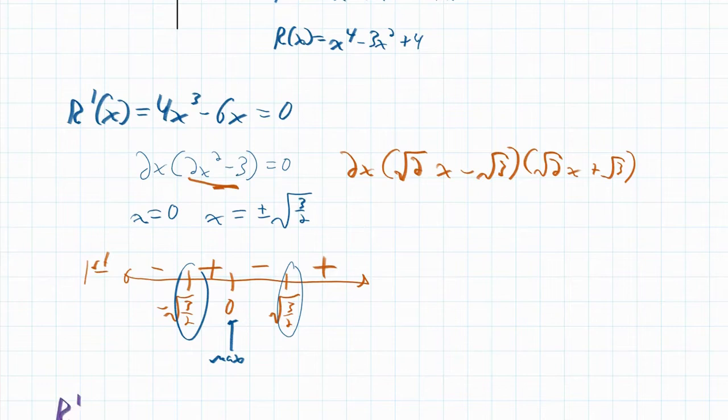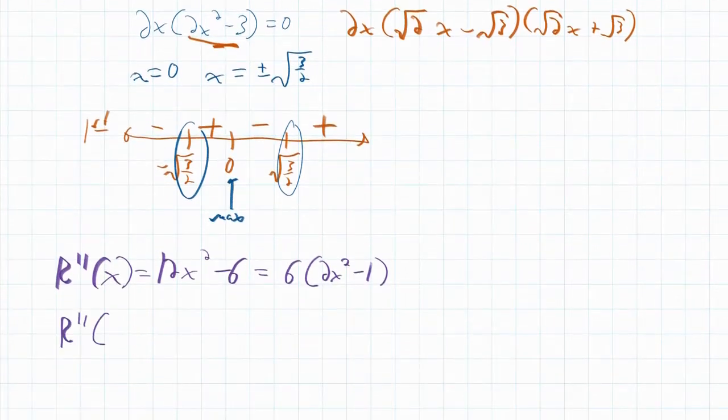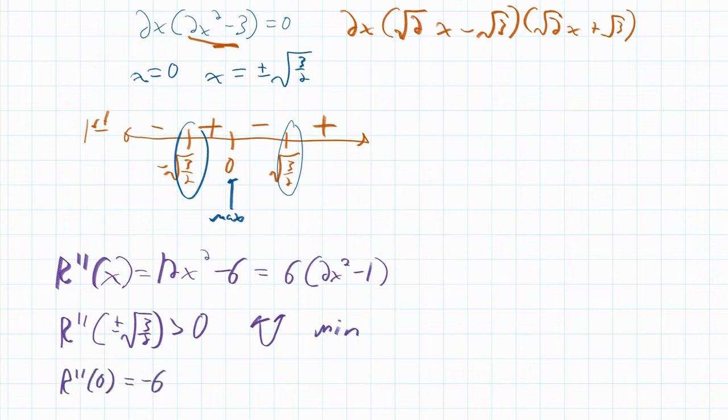Another option is to do R double prime. R double prime of x based on this would be equal to 12x squared minus 6, or if I factor it, 6 times 2x squared minus 1. The purpose of doing that is to ask, what is R double prime of root 3 halves? If I plug in either a positive or negative root 3 halves, I get something greater than 0, which means it's concave up, so it's a minimum at those two places. Testing R double prime of 0, I get negative 6, which is less than 0. So it's concave down, and that would be a max.